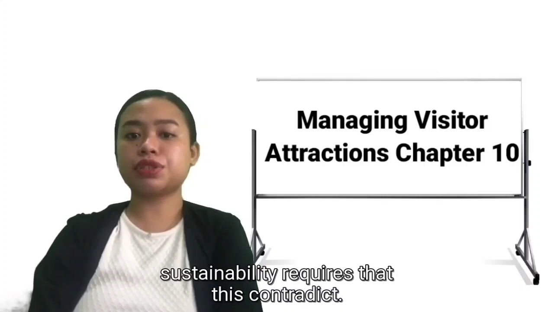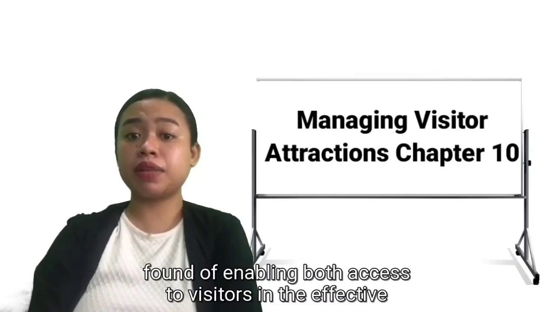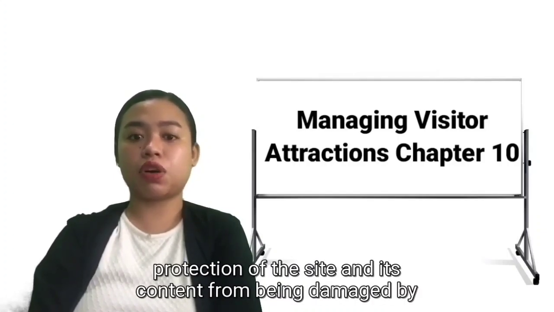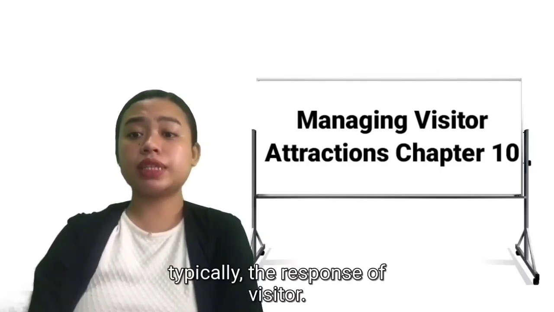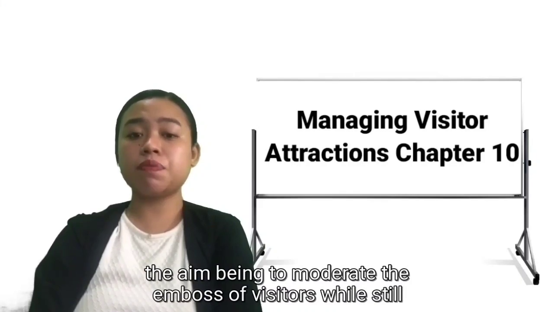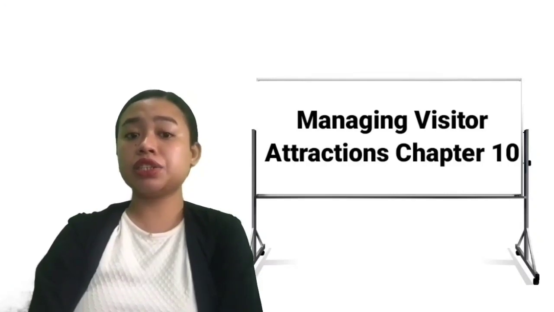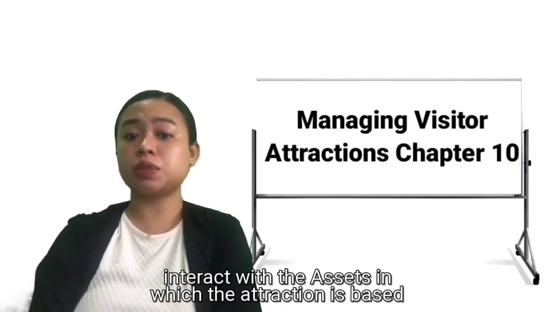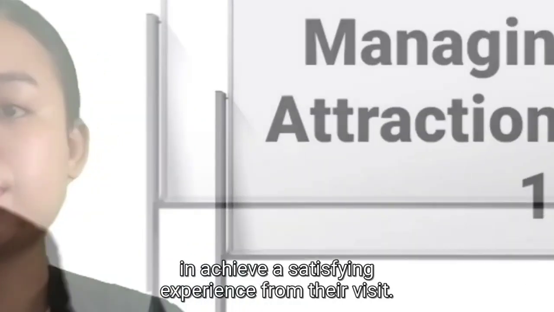Sustainability requires that these contradictory demands are effectively tackled, and that a means is found of enabling both access to visitors and the effective protection of the site and its content from being damaged by those visitors. Typically, the response of visitor attractions has been to introduce some form of visitor management, the aim being to moderate the impacts of visitors while still enabling them to come onto the site, interact with the assets on which the attraction is based, and achieve a satisfying experience from their visit.